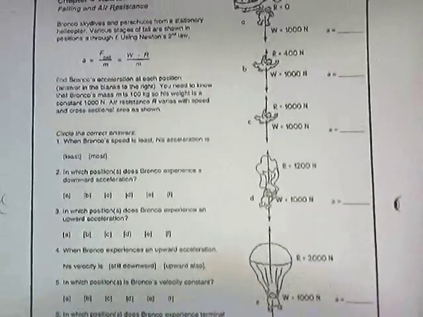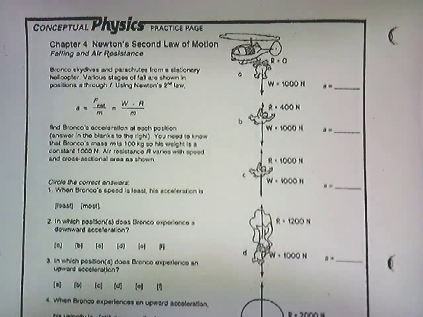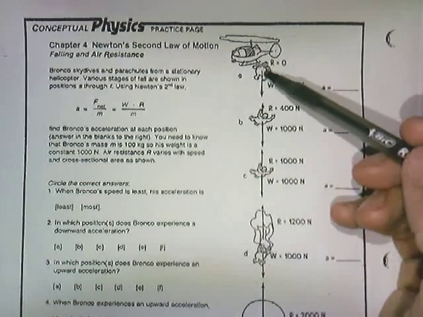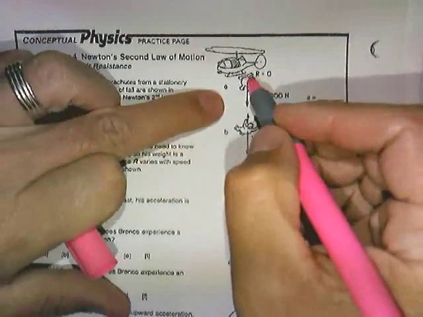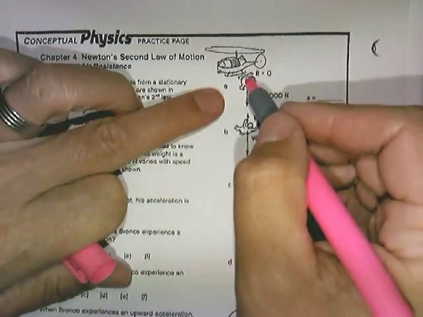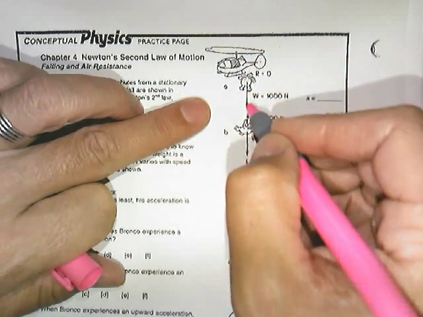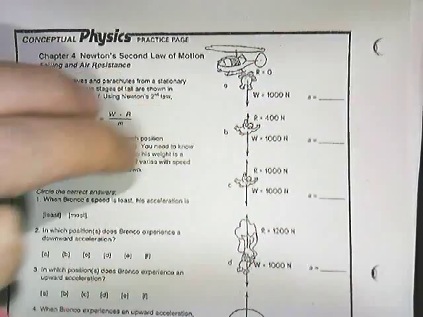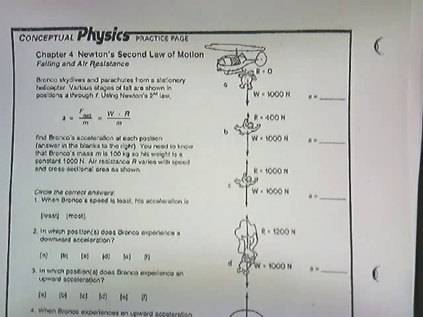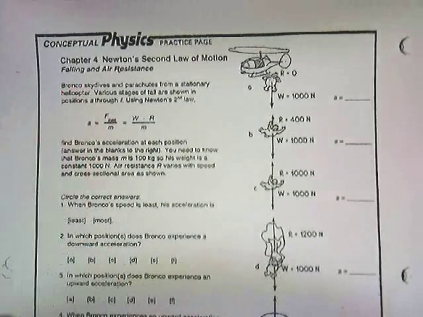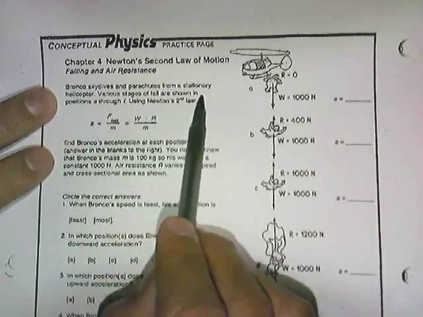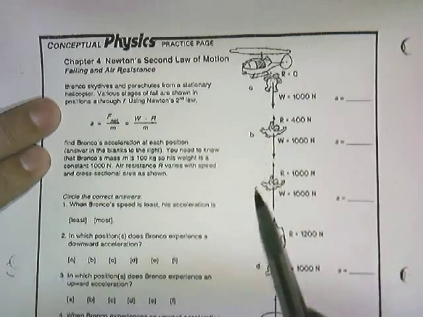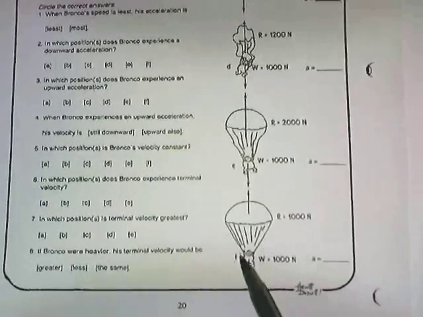And this is falling and air resistance. When I look at solving this one, I want to make sure you realize what's going on here. Just like the picture before, you need to understand what's going on conceptually. We have this Bronco, this skydiver jumping out of this helicopter, and this individual is going to fall towards the earth. But things are going to start changing when I start opening this parachute. So here goes. Bronco skydives and parachutes from a stationary helicopter. Various stages of fall are shown in positions A through F. So A, B, C, D, E, and F.